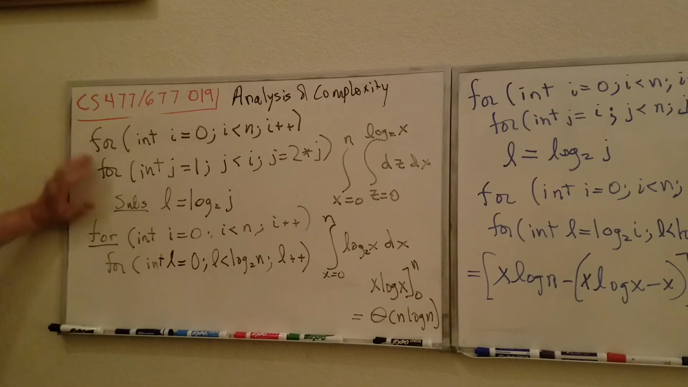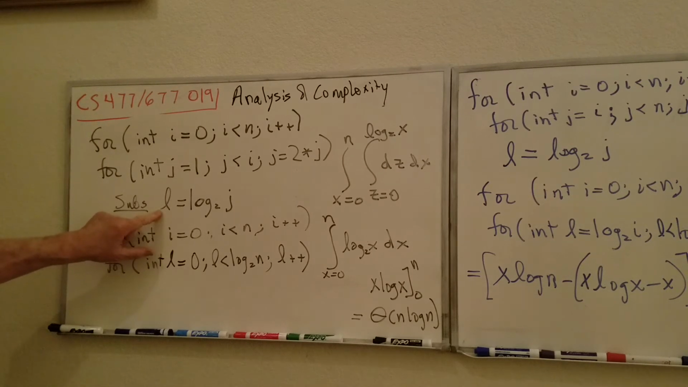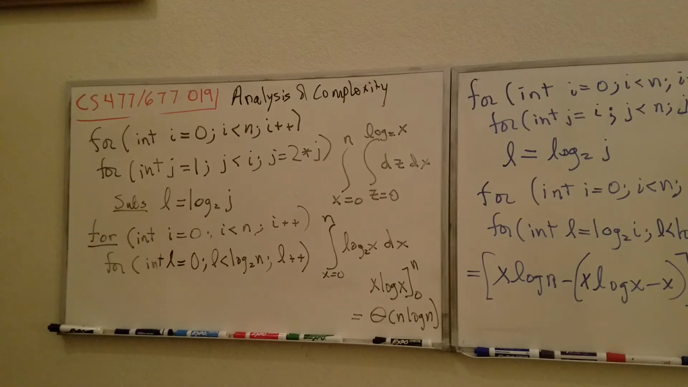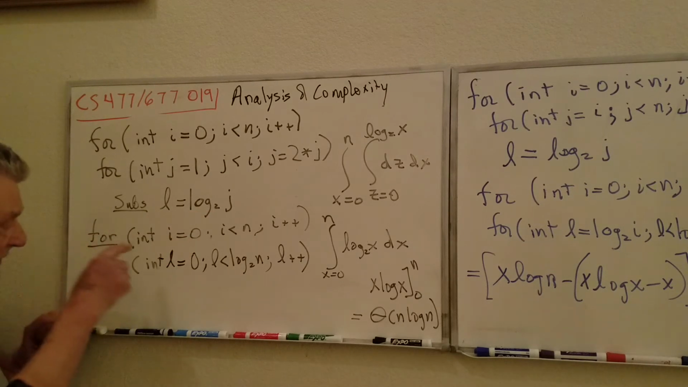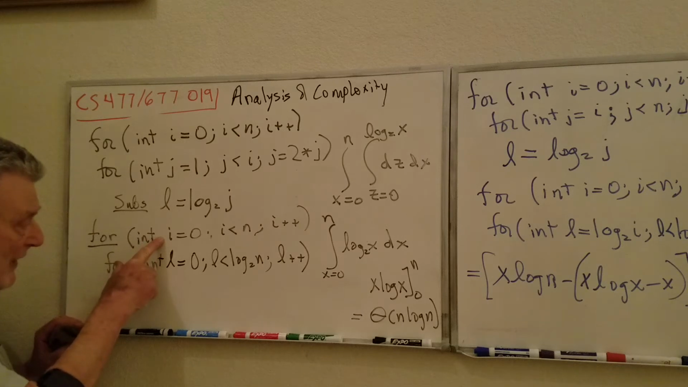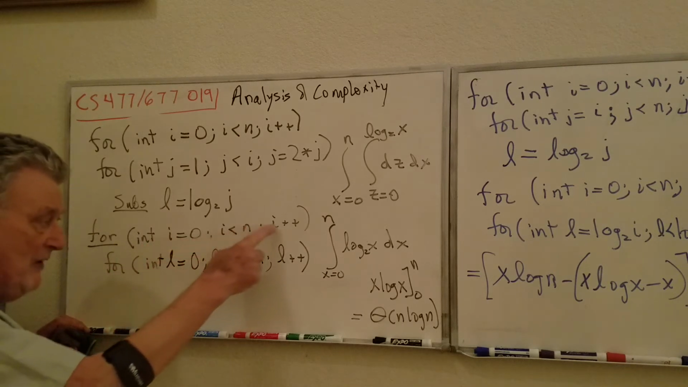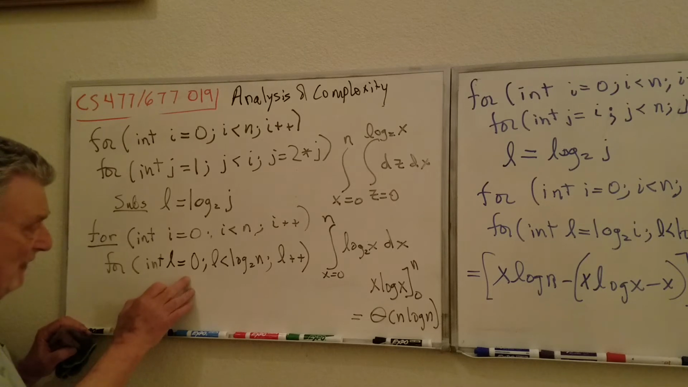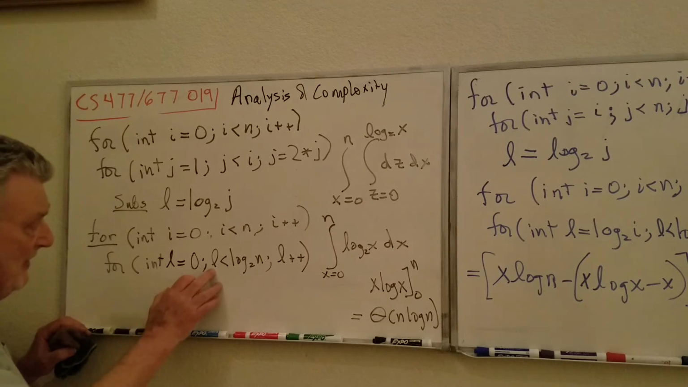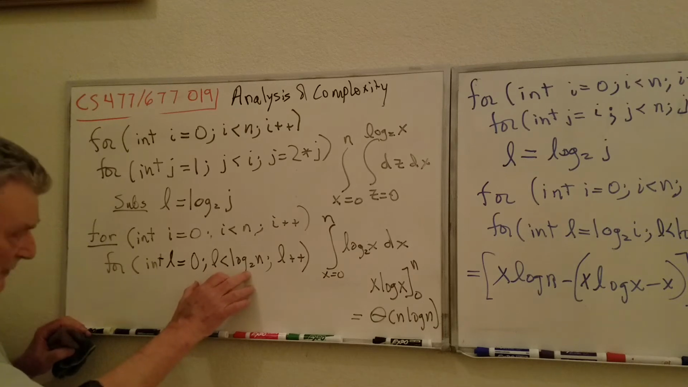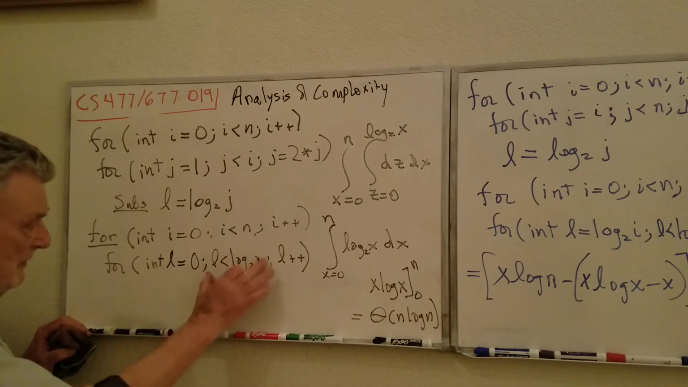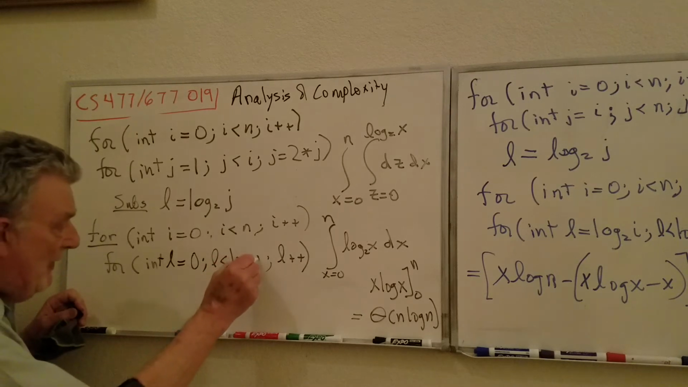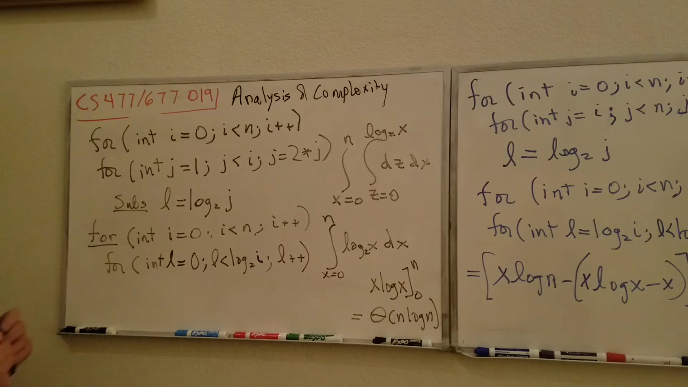Now, for each of them, we'll do the same substitution. L is the logarithm of j. Now, once we do that, the outer loop is still indexed by i. i goes from 0 to n, i plus plus. The inner loop is now indexed by L, and it goes from 0 to the base 2 logarithm of, not n, but i. Sorry about that. The base 2 logarithm of i.